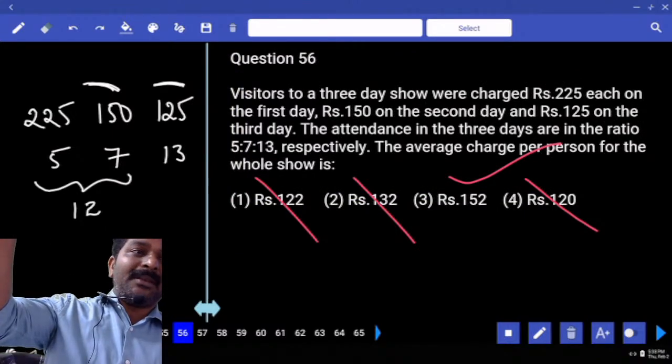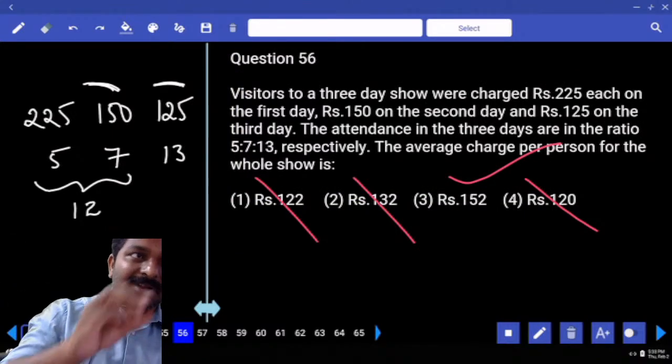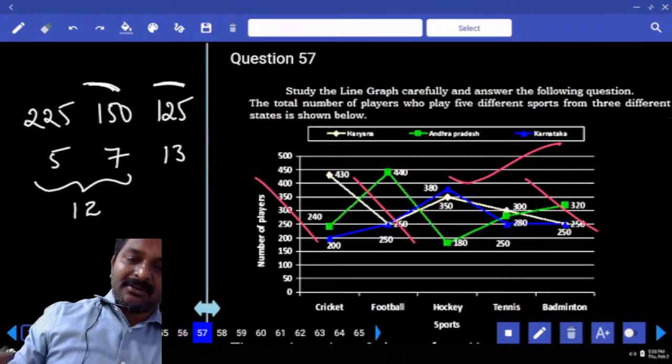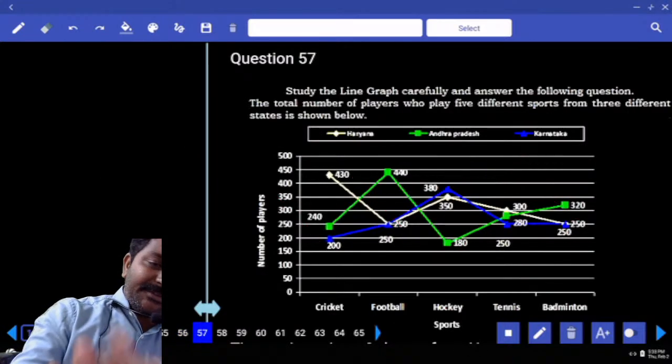More number of people and more difference. That should be there in your mind. Then without calculation you can answer. You want me to explain this? 57?